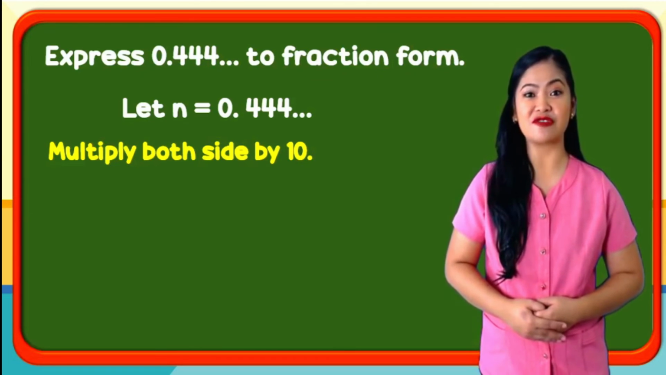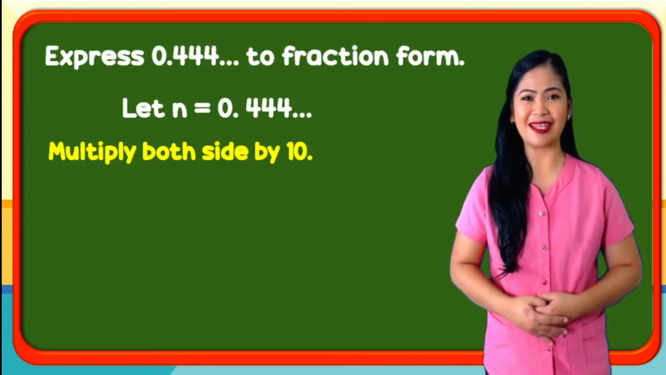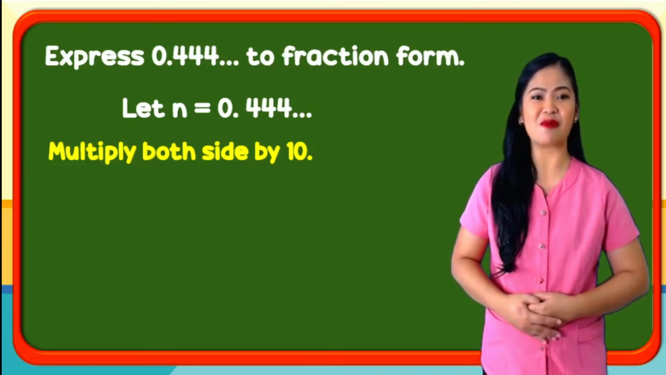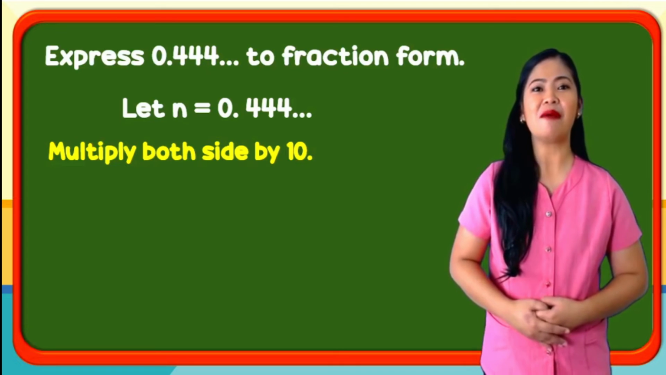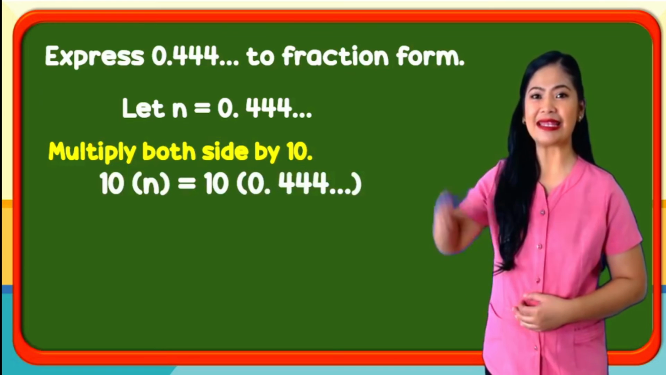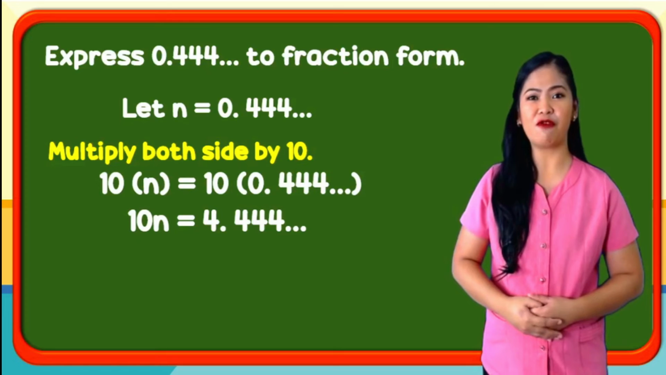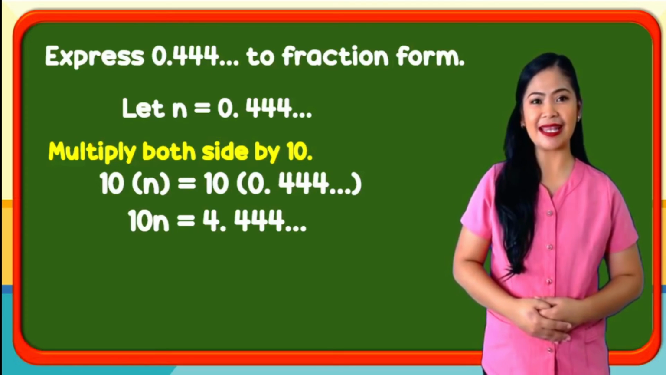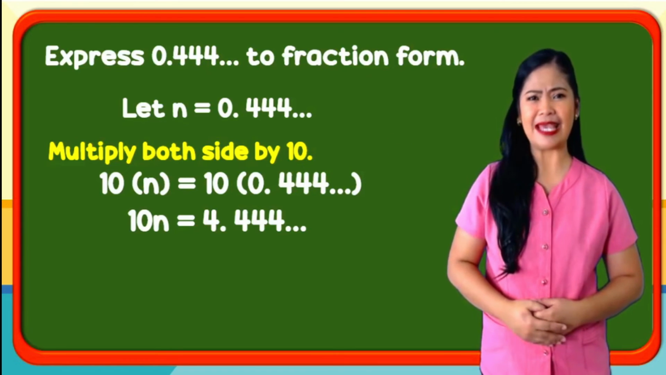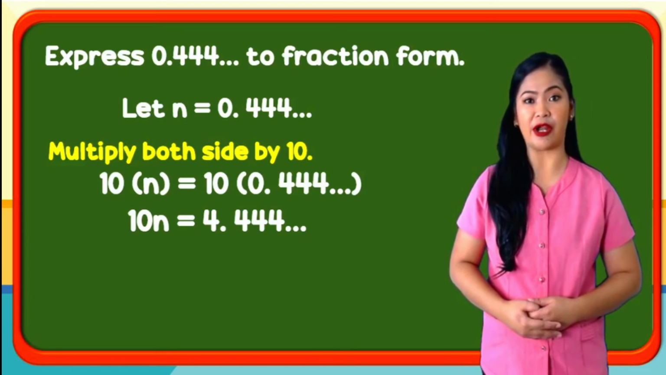But it will just result to a larger number, and it will be hard to simplify or get the lowest term later on. So, we use 10 to make it result to smaller numbers. So, multiplying both sides by 10, we will have n times 10 is 10n, and 0.444 repeating times 10 is 4.444 repeating. Still, we have the repeating decimal 4.444.